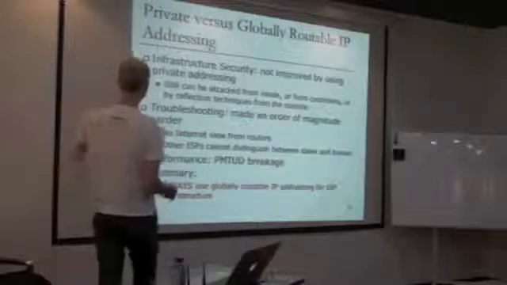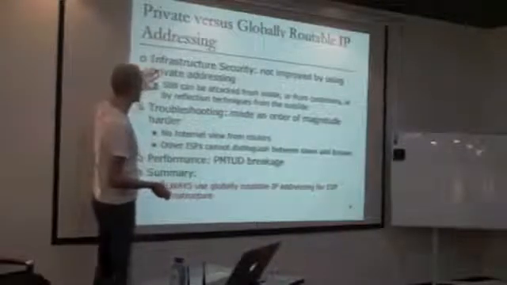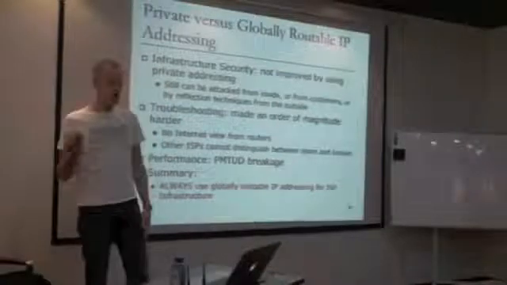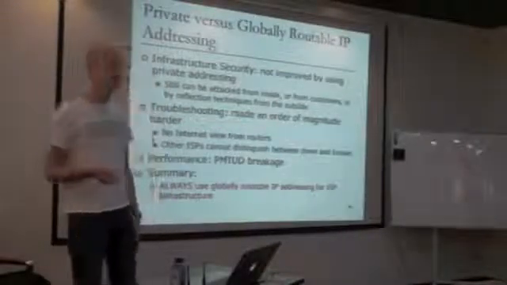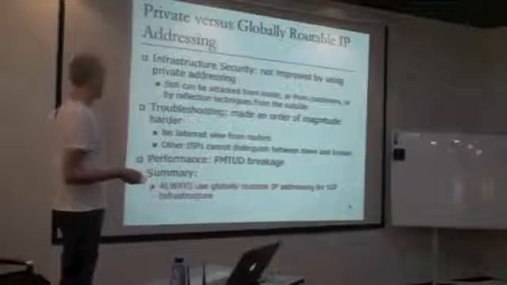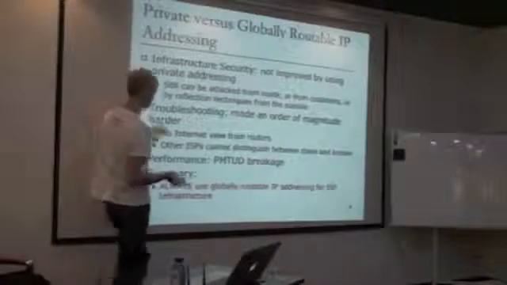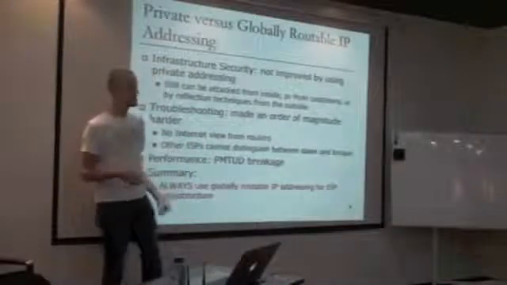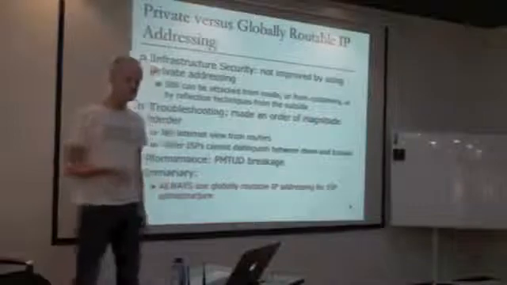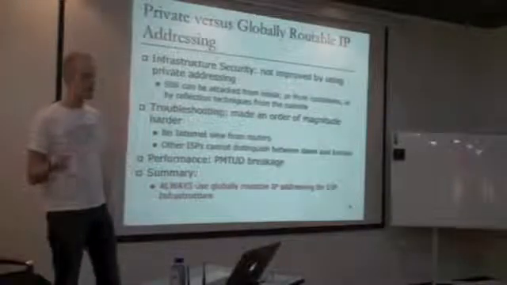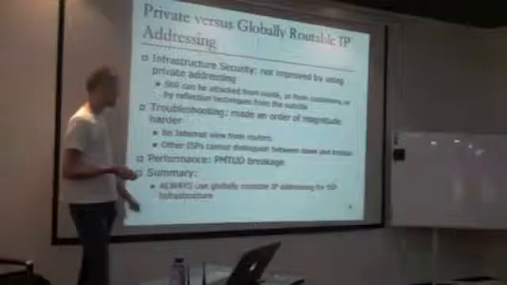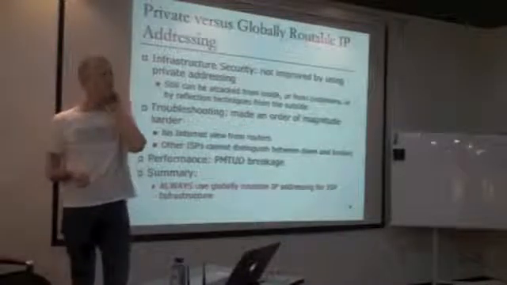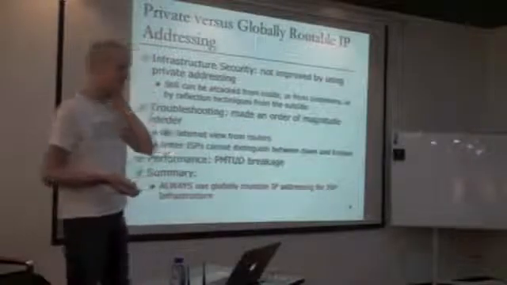So what else? Infrastructure security is not improved by using private addressing. You can still be attacked from inside or by your customers or by reflection techniques. It's very easy to attack through a NAT. It makes troubleshooting harder because you have no internet view from the routers. Other ISPs cannot distinguish between down and broken. Path MTU discovery can be broken as well. So the summary, always use global routable IP addressing for your infrastructure. That's very important for an ISP.